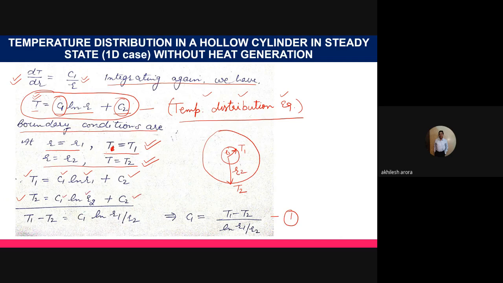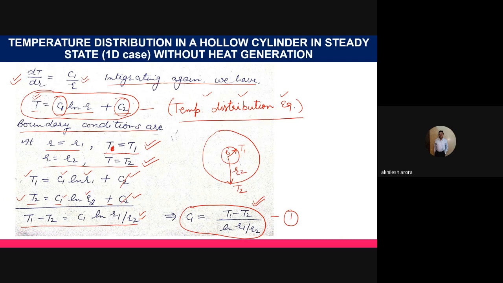And then we can subtract the second equation from the first equation, and we get T1 minus T2 is equal to C1 log natural r1 by r2, because C2 and C2 will cancel out after we have subtracted. So from here we can easily find out the value of C1, which is C1 is equal to T1 minus T2 divided by log of r1 by r2. So we have calculated the value of C1.